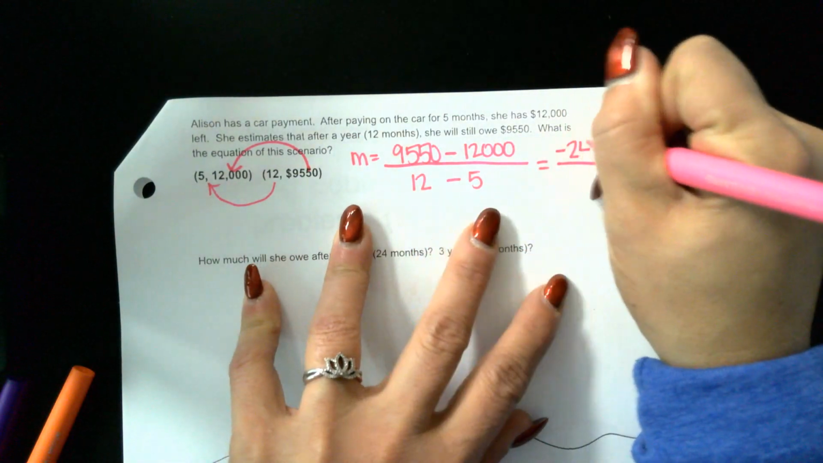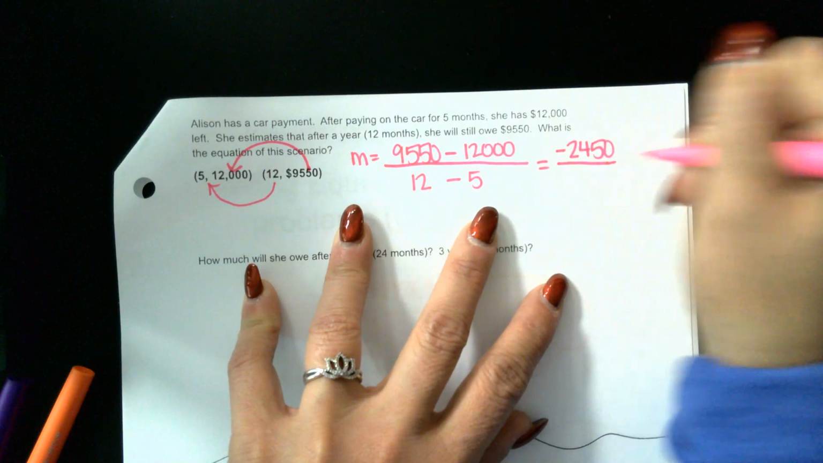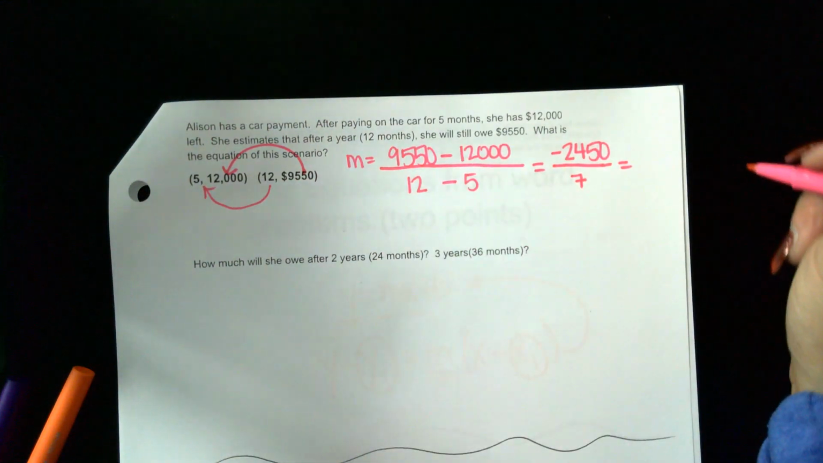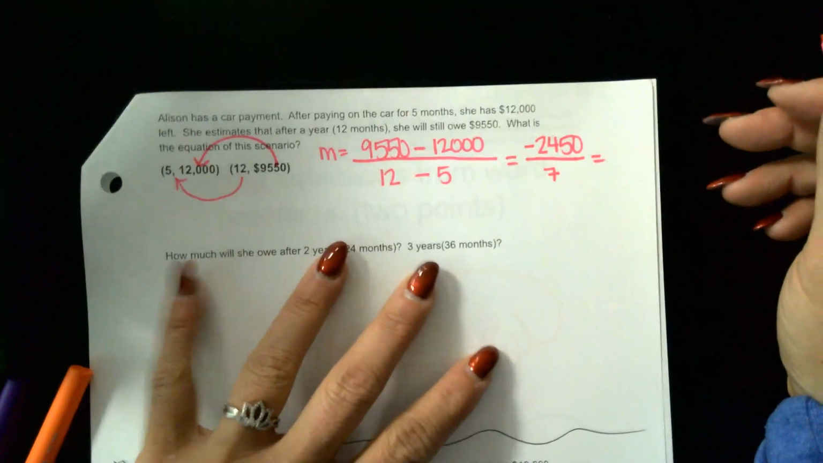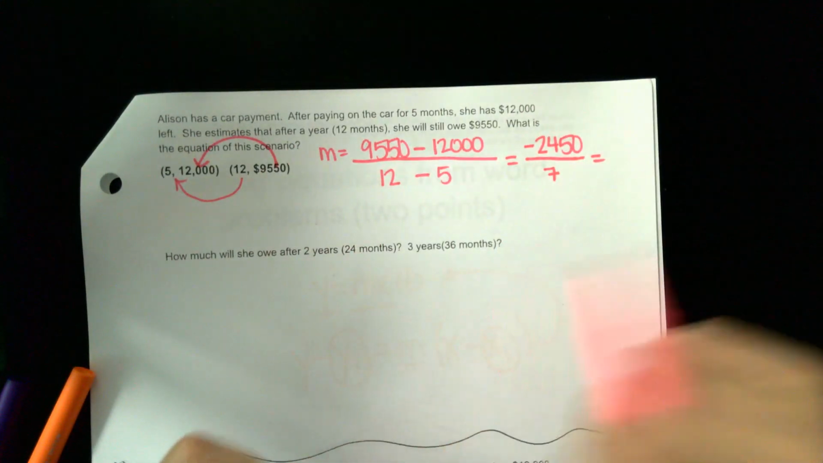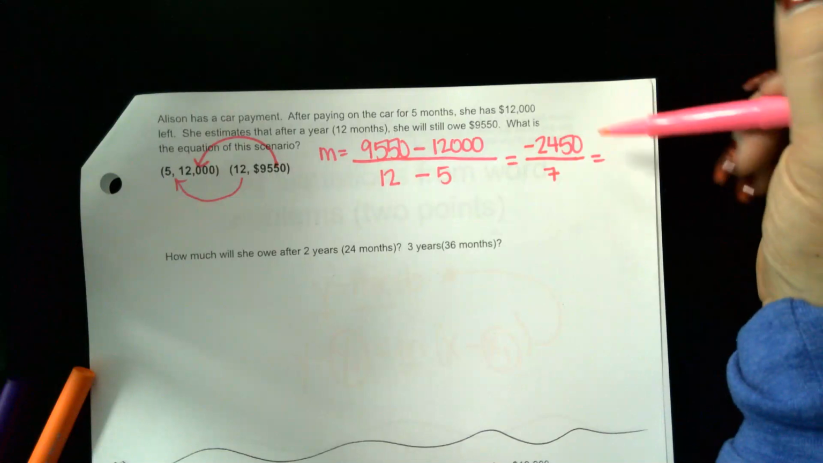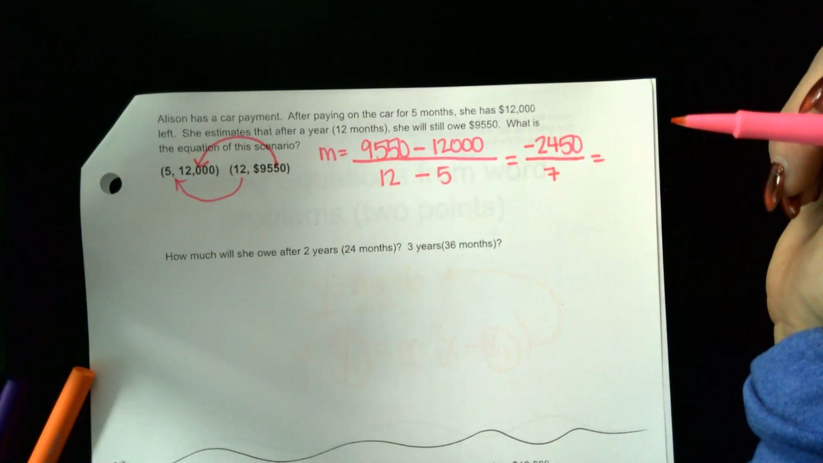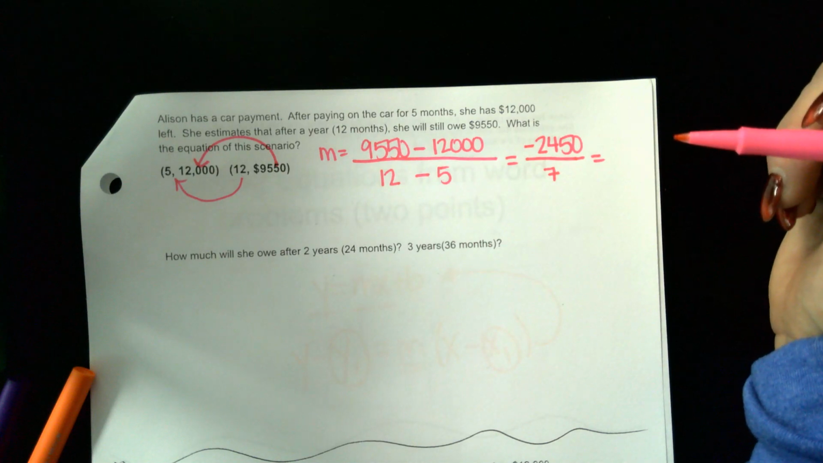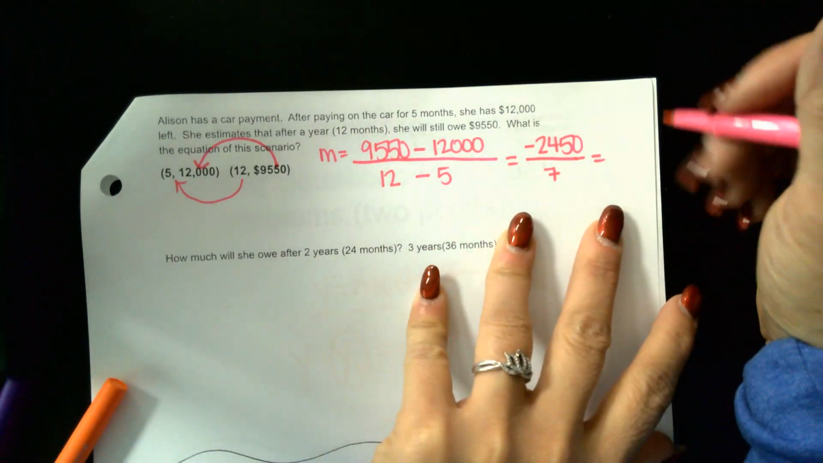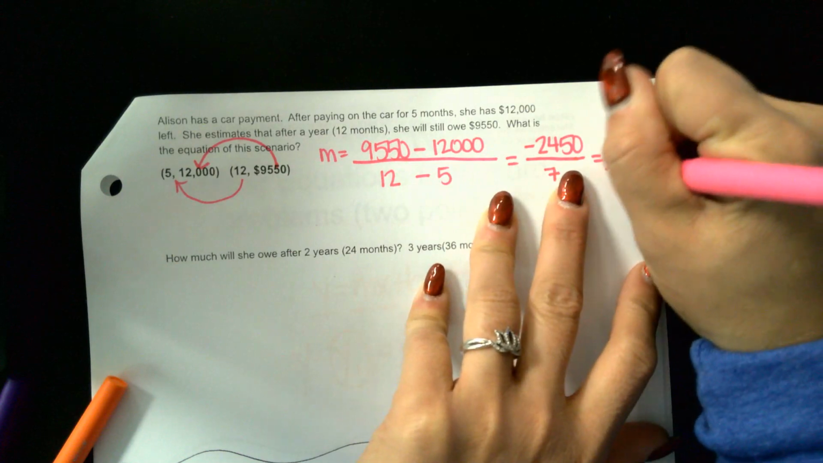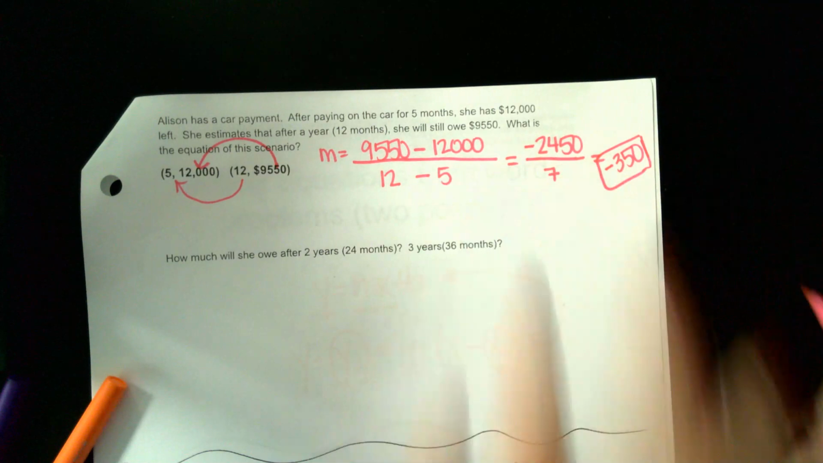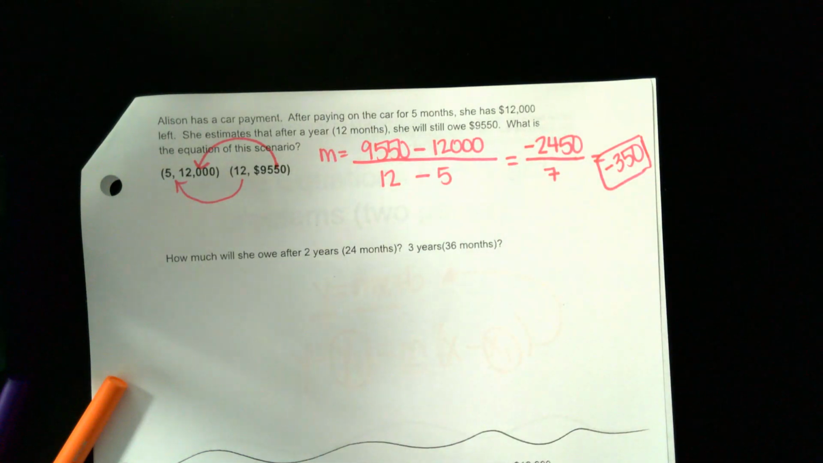Negative 2,450. I can do 12 minus 5. I'm good there. And then I need that division. Right, because you had the positive up top and a negative on the bottom. Either way, the whole slope will be negative. Negative 350. Negative 350.